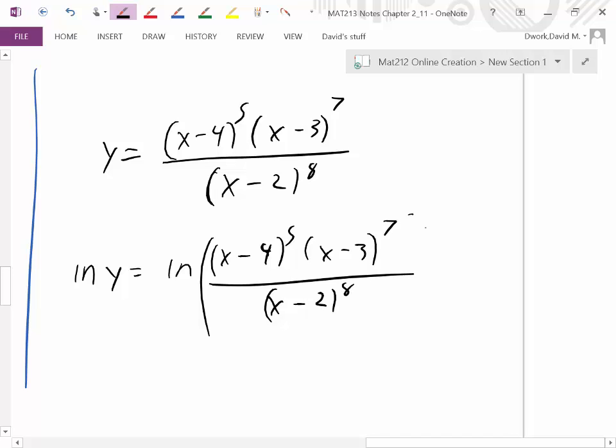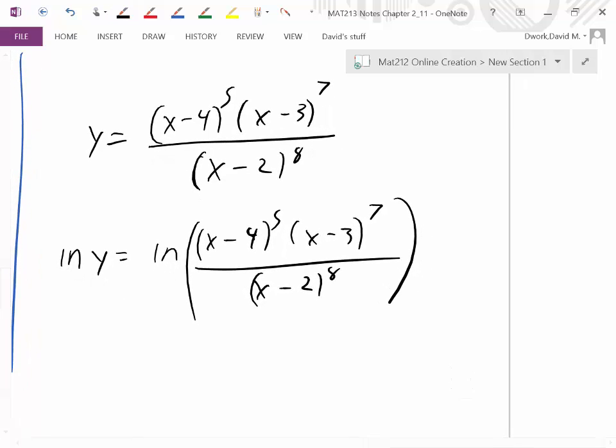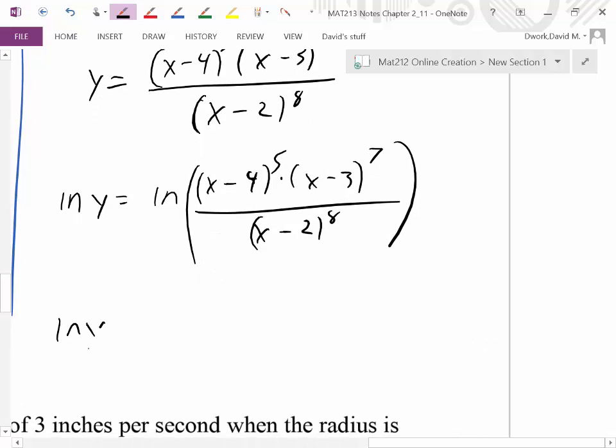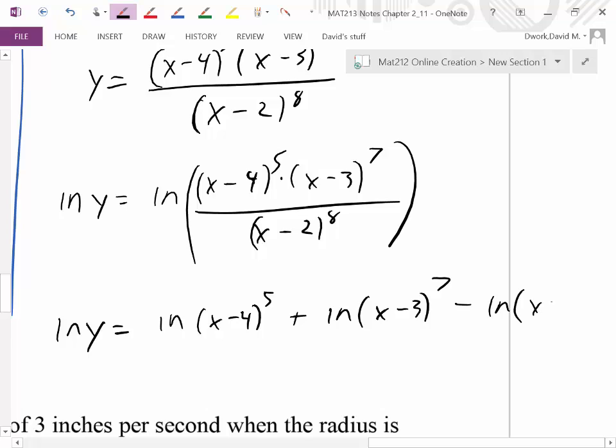All right, now, what does my log rule say I can do with this? Well, since I have things multiplying in the numerator, I can break these up into separate logs and make them adding. The thing in the denominator, break that up into a separate log and make it subtracting. So what we're going to do is called expand the log. So this is going to be natural log of (x minus 4) raised to the 5th plus the natural log of (x minus 3) raised to the 7th minus the natural log of (x minus 2) raised to the 8th.